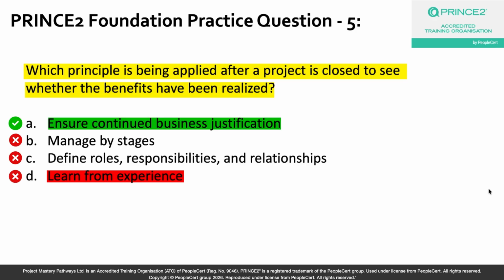So PRINCE2 describes the business case management procedure in 4 steps. So first you develop, then you check, then you maintain, and then you confirm, right? So please go back to your PRINCE2 manuals and study these 4 stages of business case management, okay? Because that is actually the crux which will help you to understand why this principle of ensure continued business justification even continues after the projects have closed, and links very, very closely to assessing whether the benefits of the project have been realized or not. So that is why the correct answer to this question is option A.